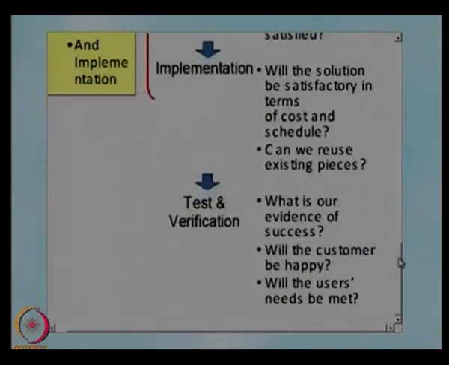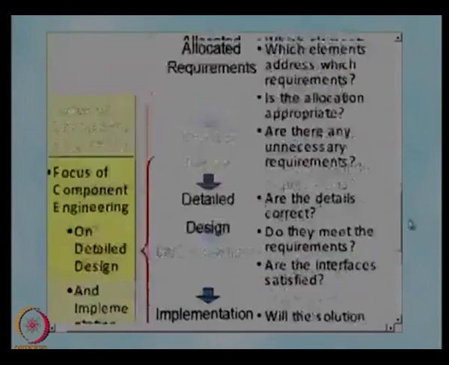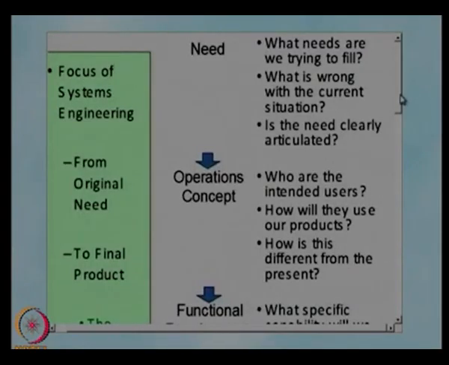So basically we are trying to understand or identify what is our evidence of success, and will the customer be happy with this particular system, or whether all the needs of the users are met. So we will do a test and verification at the end of the design process to ensure that it actually satisfies the customer requirement. So these are the various steps involved in the design of the system.